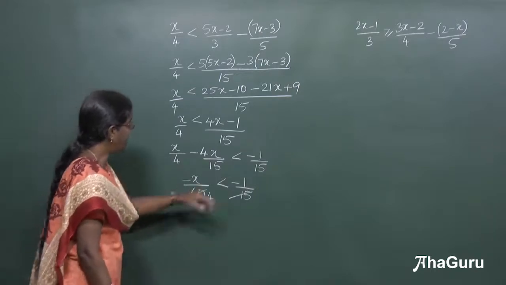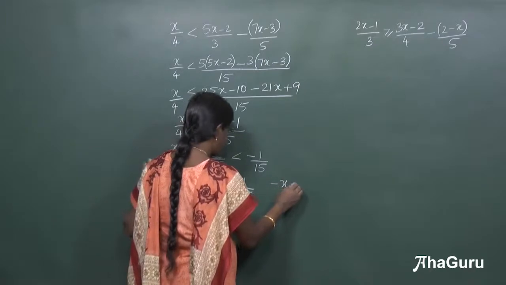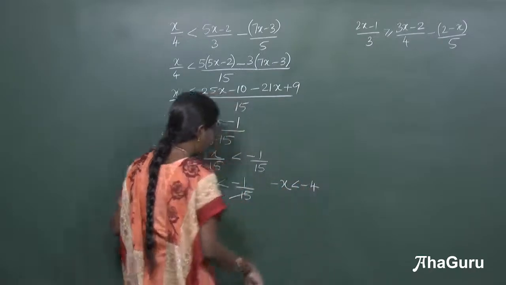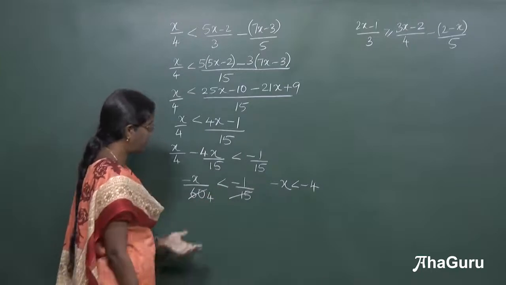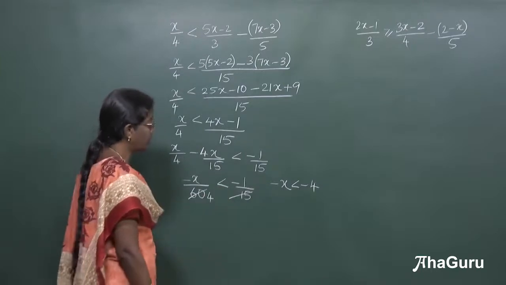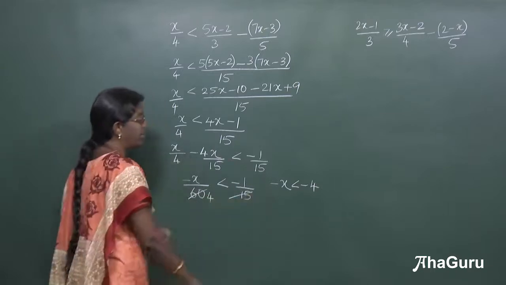So 4, if I take it to the other side, what I actually get is minus x is less than minus 4. 4 is a positive constant. If you multiply, there is no change. The inequality is not going to change. So what we get is minus x is less than minus 4.